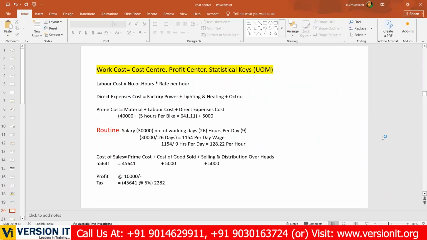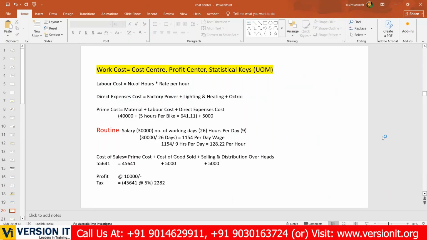Sir, examples of unit of measure are hours, liters, kilometers, kgs. These all come under units of measure. Example: hours, liters, kilometers, etc.